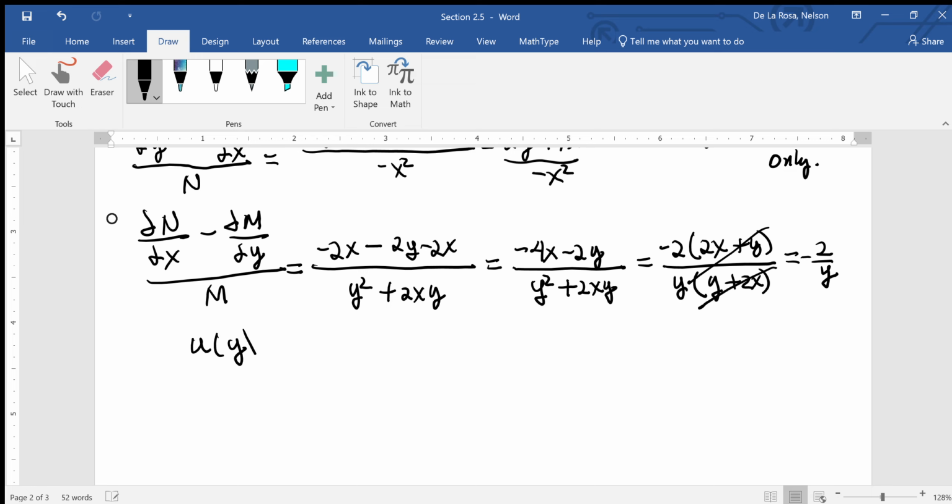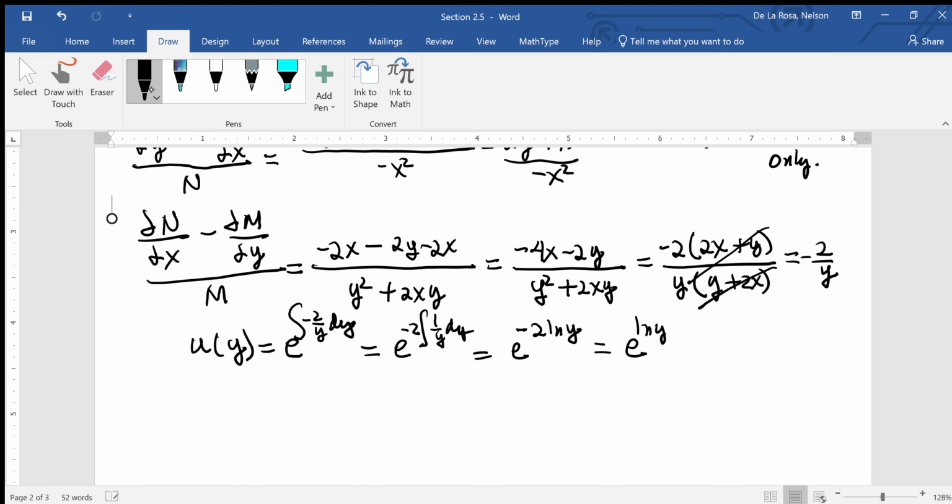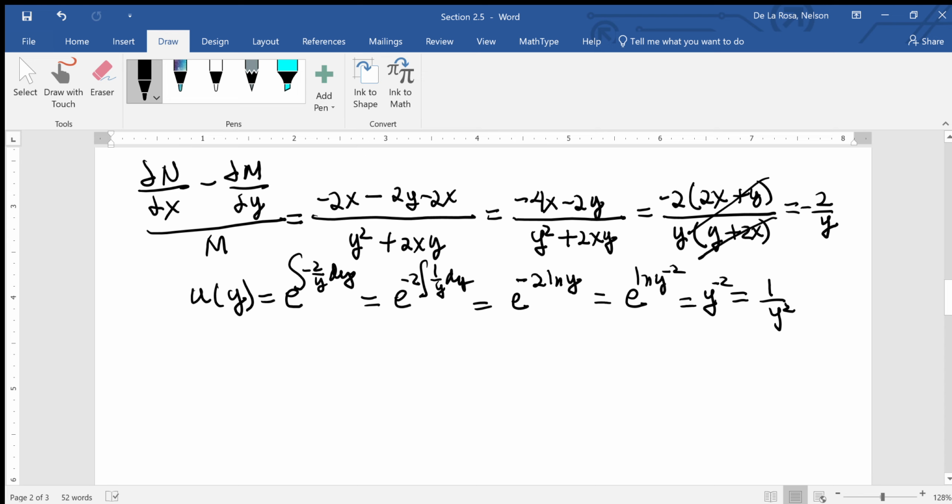So we have mu of y, because this time the integrating factor depends on y, equal to e to the integral of negative 2 over y dy, and that's e to negative 2 integral of 1 over y dy, which is e to negative 2 ln of y, which is e to ln of y to the negative 2, simply y to the negative 2, or 1 over y squared. So this is our integrating factor.